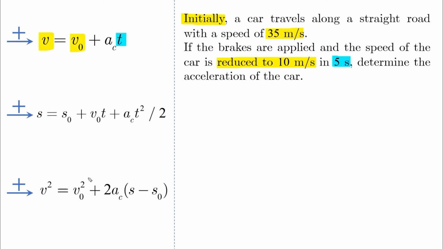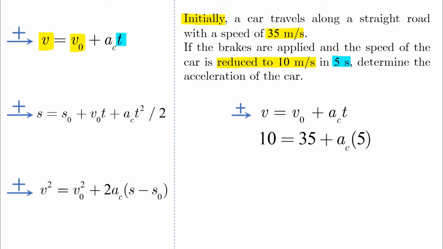From what's given, the first equation is your clear choice to find the acceleration. Start by assuming the positive direction. The final velocity is 10, initial velocity is 35, and t is 5. The acceleration is -5, and that's because the brakes are applied, which means that the car decelerates or is slowing down, and the acceleration points to the opposite direction.